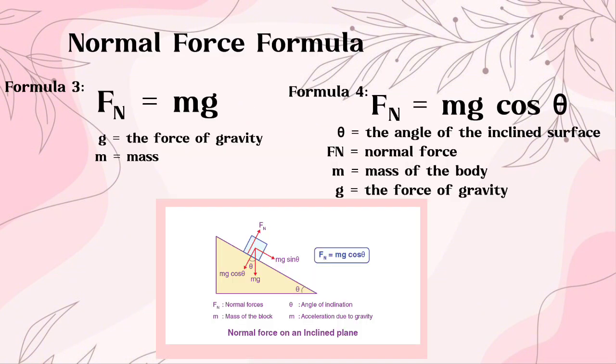Tapos, yung formula number 3 naman is Fn equals mg. g is the force of gravity, m is the mass. And then, yung last is formula number 4, Fn equals mg cosine theta. Theta is the angle of the inclined surface, Fn is the normal force, m the mass of the body, and g is the force of gravity.